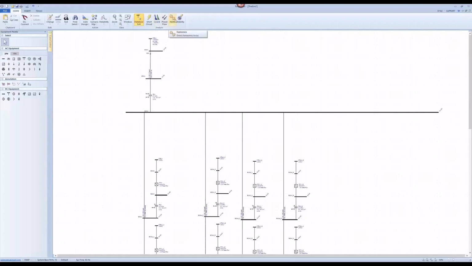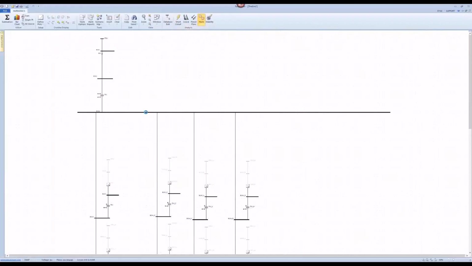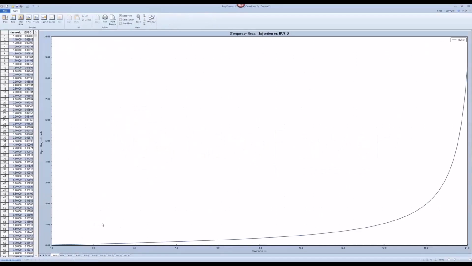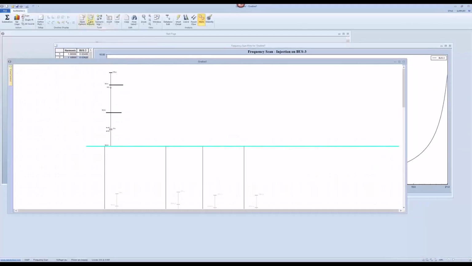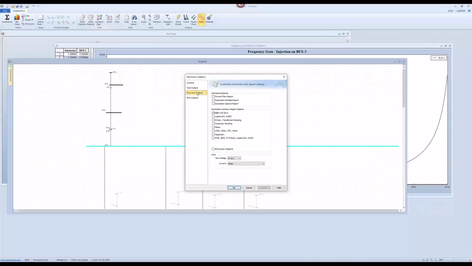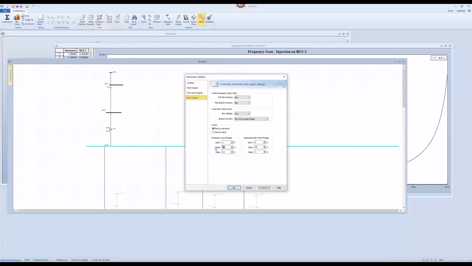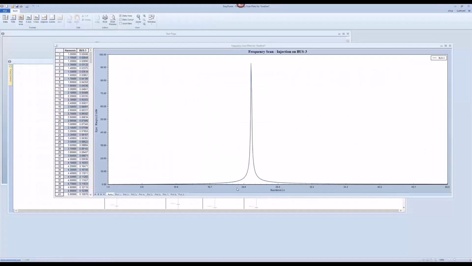So if we go to harmonics and double click this bus, which we know will give us the frequency scan result, right? Let's make sure that my frequency scan setting is appropriate. For plot output, I want to go from the first harmonic order up to 50. Step is 0.1, summation is 0 to 50 as well, and then click on OK.